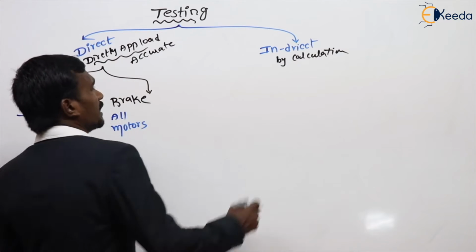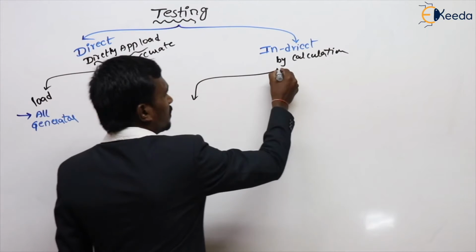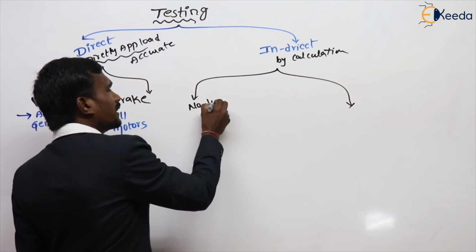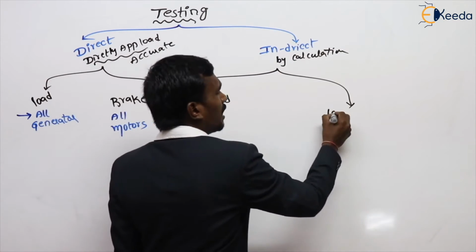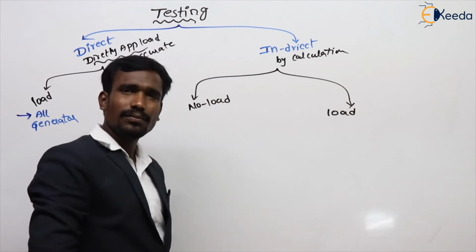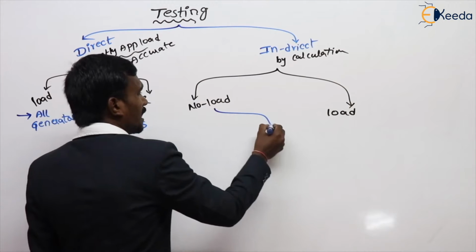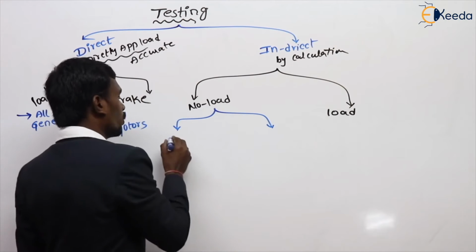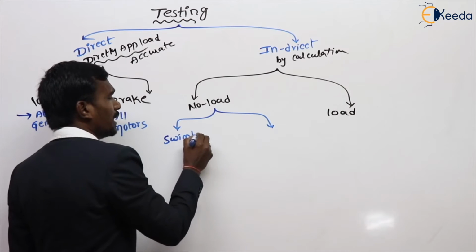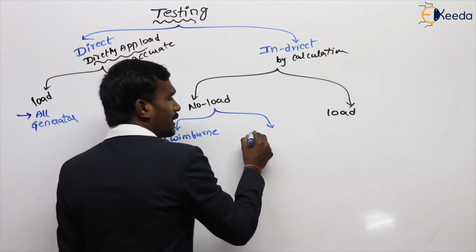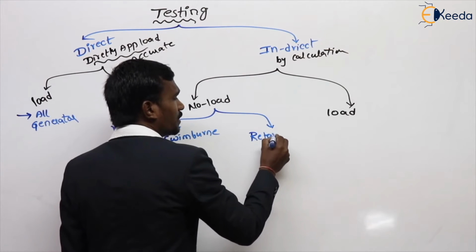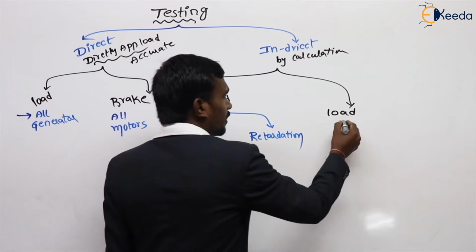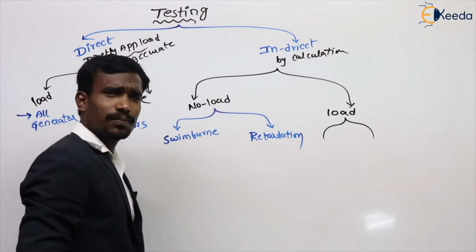But the indirect tests are again of two types: one is the no load test and the next one is the load test. The no load test is again of two types: the Swinburne test and the retardation test.